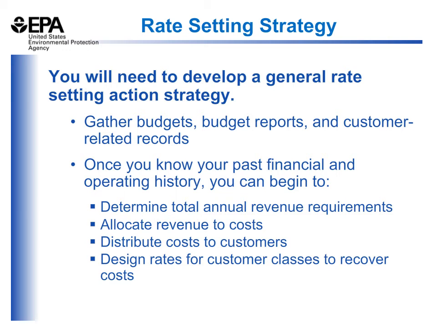In doing that, you need to determine your total annual revenue requirements. So how much money you've got to bring in to run your system, to pay for your salaries, your equipment, your water supply, things of that nature. And how to allocate the revenue to costs. Which part of revenue goes to salary, what percentage of revenue goes to repairs, etc. How to distribute those costs to your customers. Again, flat rate or rate per gallon, and designing rates for customer classes to recover your costs sufficiently to run your utility.